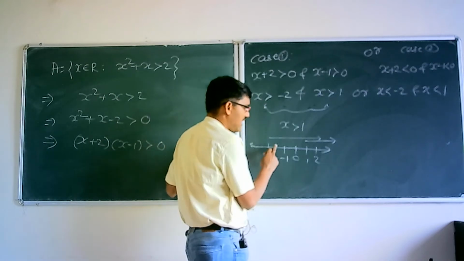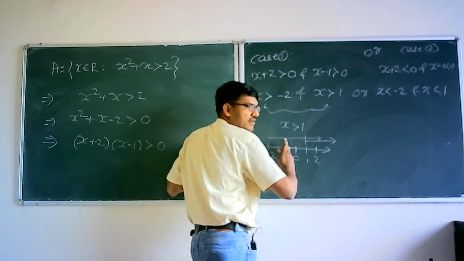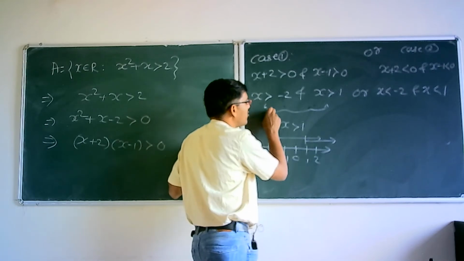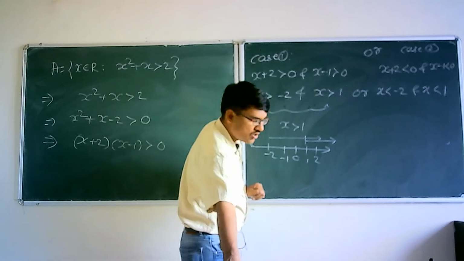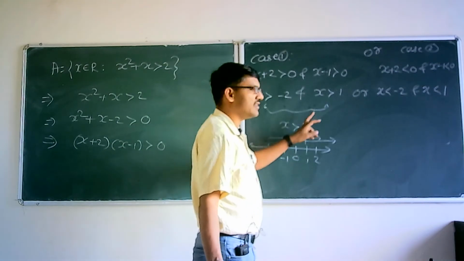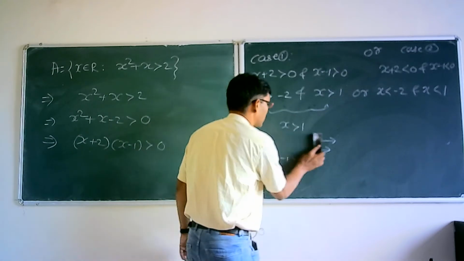So if you observe that, what is that intersecting point? All the points which are greater than 1. If you take x greater than 1, then obviously it is also greater than minus 2. So the x satisfying x greater than 1 will satisfy both the conditions.